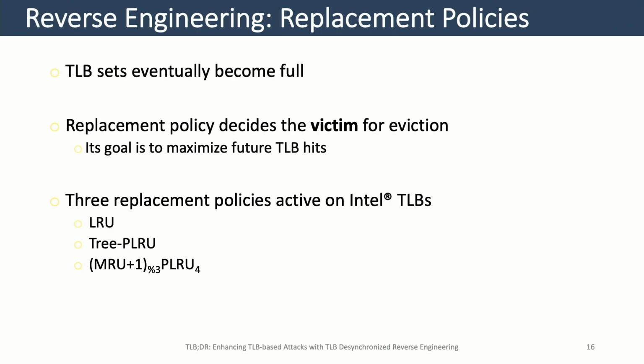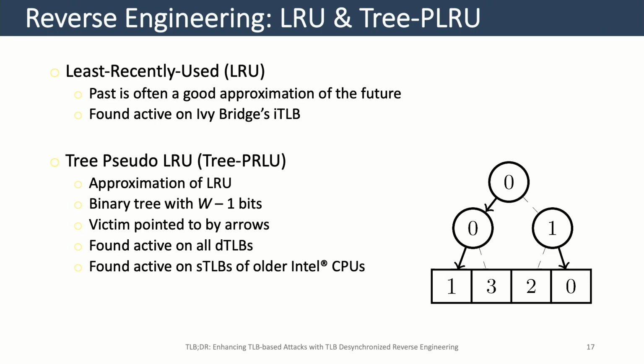With TLB desynchronization, we found that there are 3 replacement policies active on Intel TLBs. We found LRU, we found 3P-LRU, and the policy that we named MRU plus 1 modulo 3P-LRU4. I'll refer to it as MRU plus 1 from now. So LRU stands for least recently used, very intuitive, right?